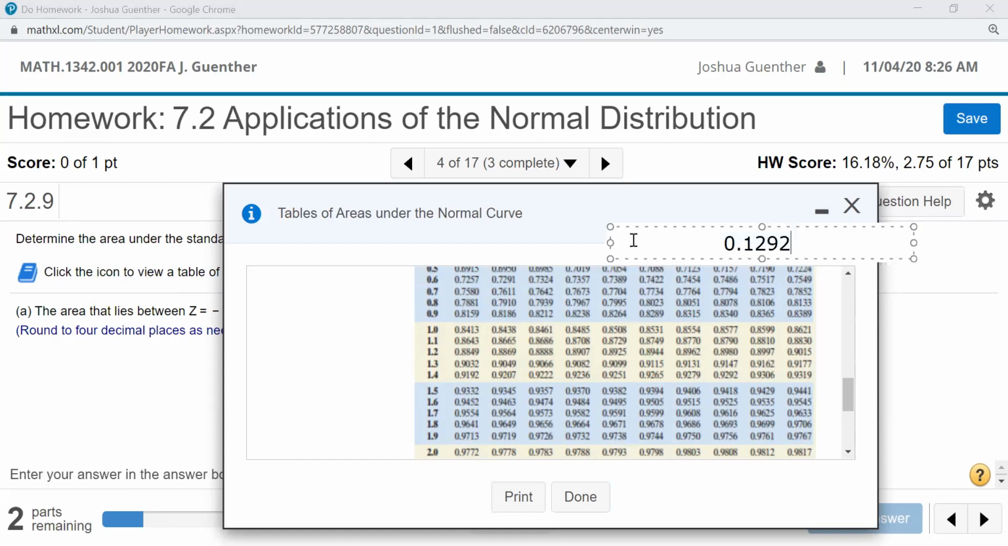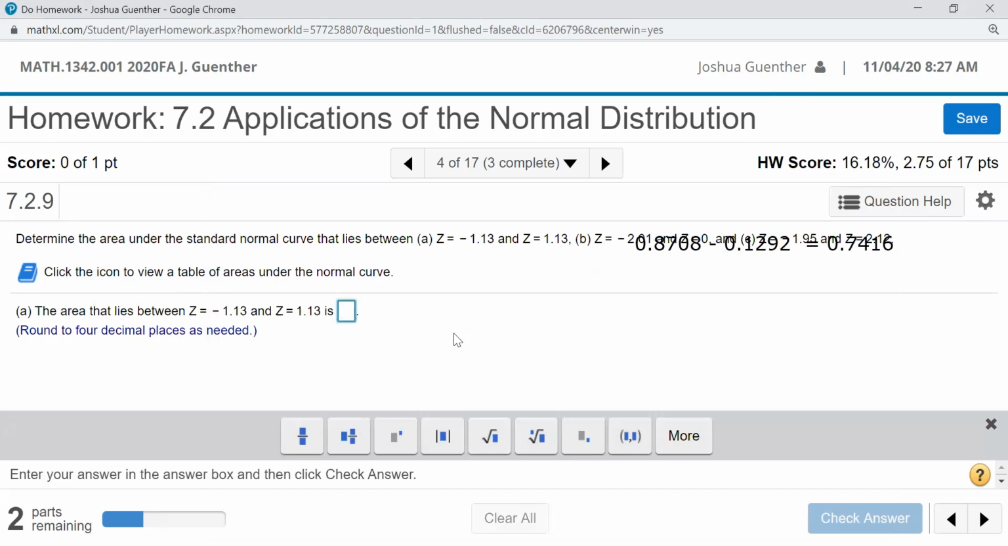So let me pull that up. So 1.13, it was 0.8707. Excuse me, 0.8708. And you get to use a calculator, so do I. And I have declared the answer shall be 0.7416. So you find the area in between by subtracting the smaller area from the larger one.